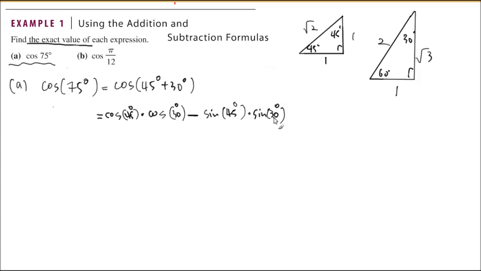Cosine 45, where do you go? 45-degree triangle. Here's cosine 30, right? Where do you go? Go to the 30 triangle. And substitute all these four factors that are involved by looking at the triangles in here.